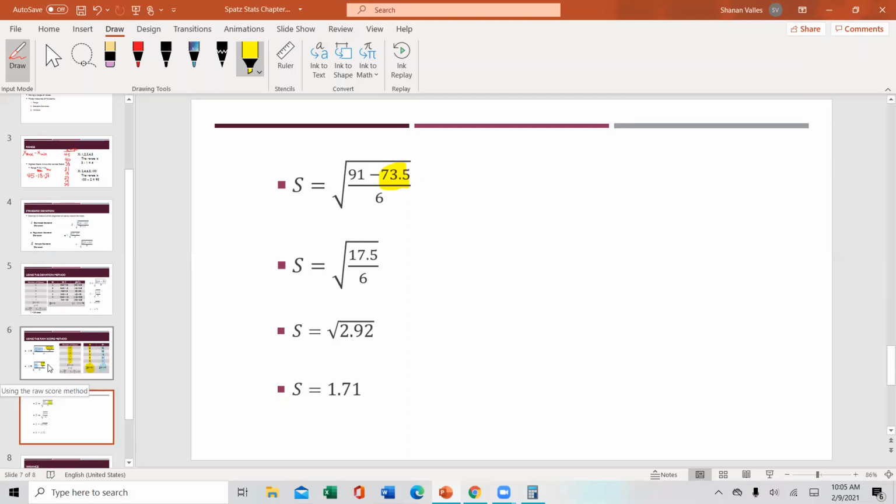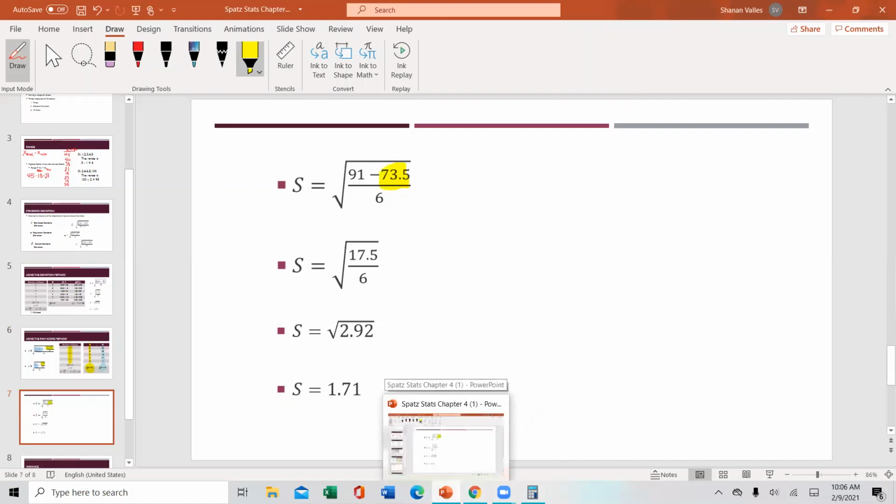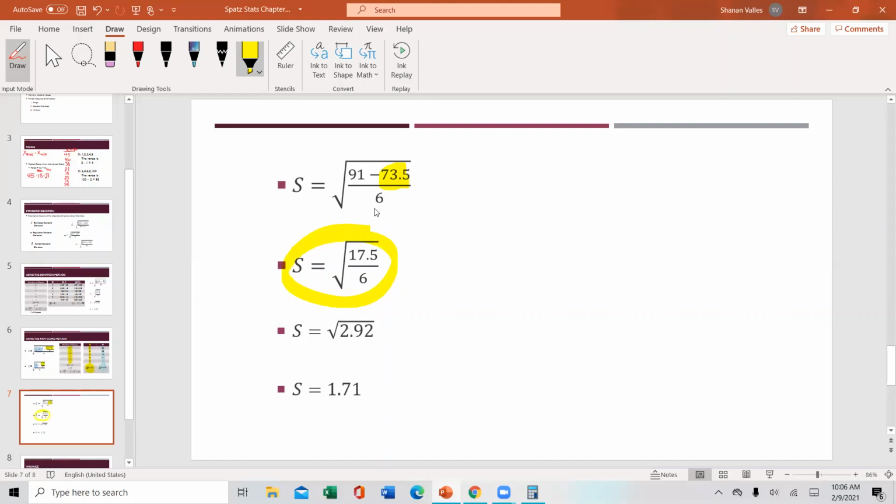I have a question. Yes. The one we did before, which was the deviation method, is that just another way of solving for the same answer, like the raw method? Yes. So you can use either one? Yes, you can use either one. And you're going to see, right here is where we pick up on the deviation method. Do those numbers look familiar? The 17.5. Yeah.